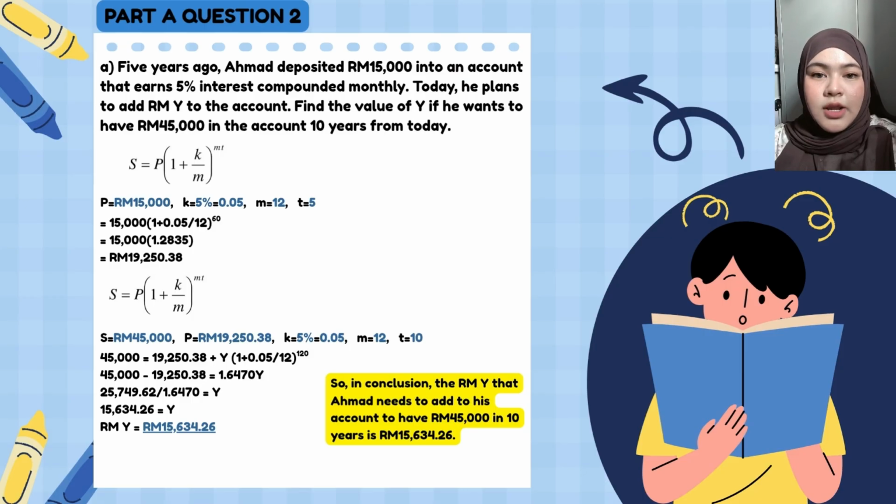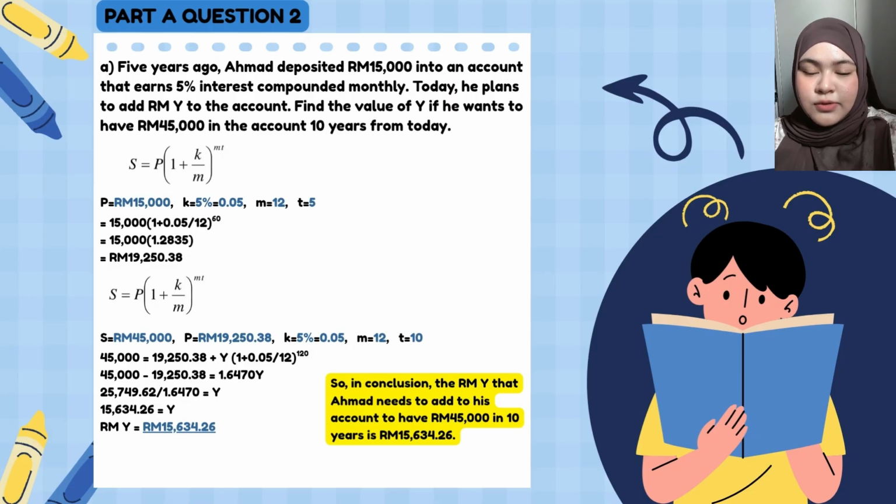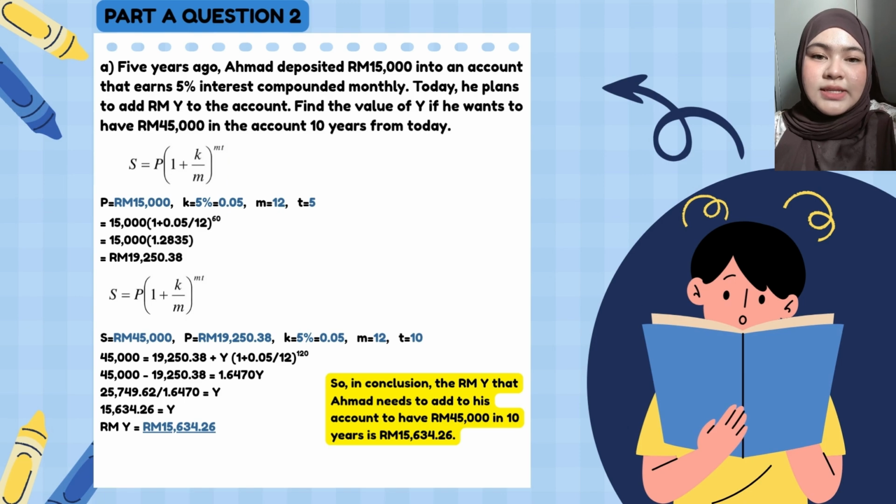Now, to look for the Y, we are going to use the same formula, but this time we are going to put S equal to 45,000. For P, we're going to put the future value of 5 years ago that we just calculated. The K and M amounts are still the same as the recent values. But for T, we're going to put 10. After putting the right amount in the right place in the formula, we're going to calculate the one in the bracket first, where we get 1.6470.